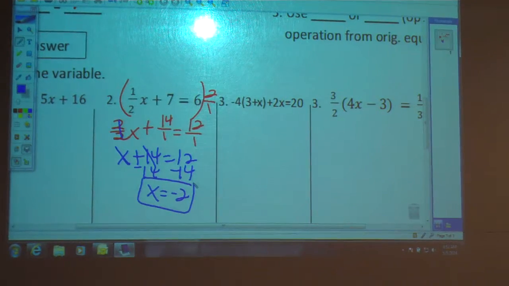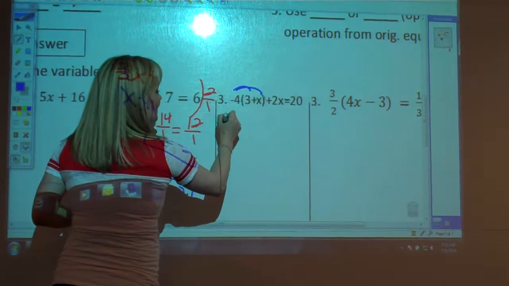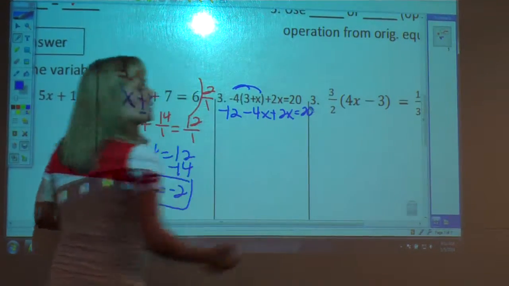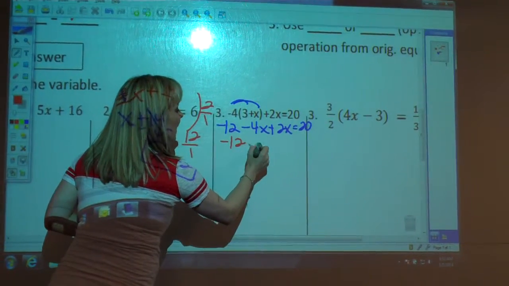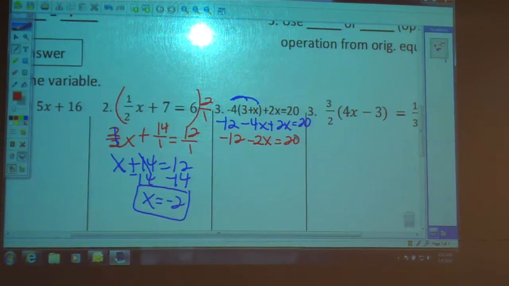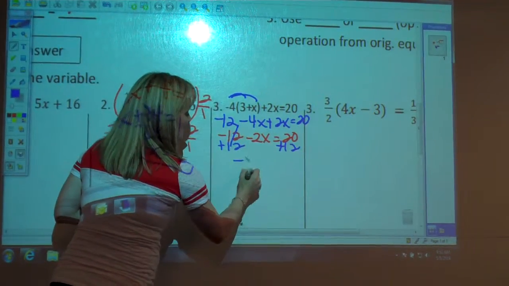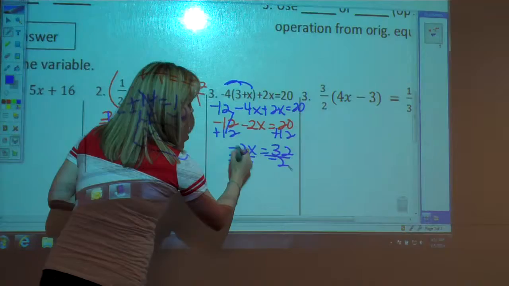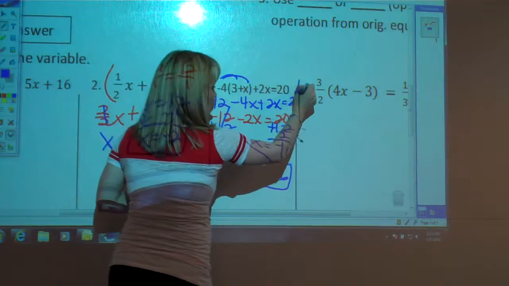Alright, let's look at number 3. What am I going to do first? Distribute. So that gives us negative 12 minus 4x plus 2x equals 20. Combine our like terms, so that gives us negative 12 minus 2x equals 20. Remember, we want to get our numbers on one side, so I'm going to do what? Add the 12, and that gives us negative 2x equals positive 32. And when we divide by negative 2, we get x equals negative 16. Very good.